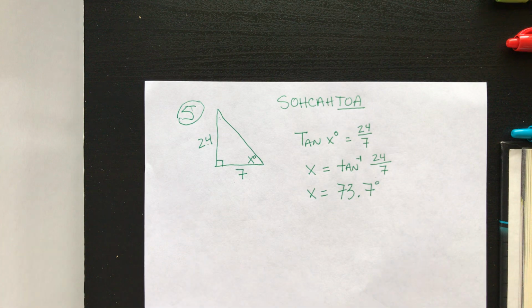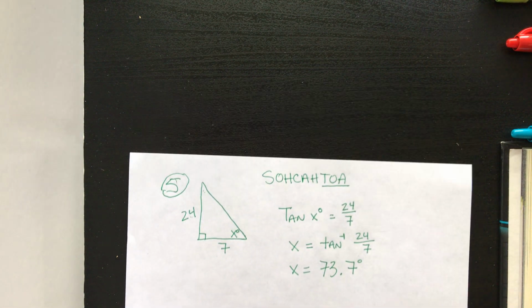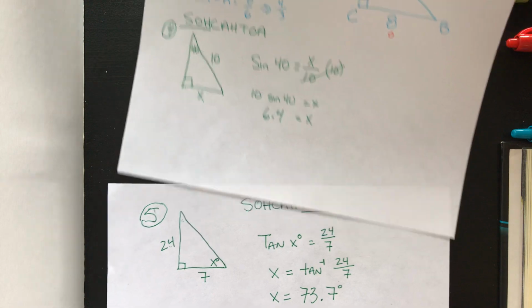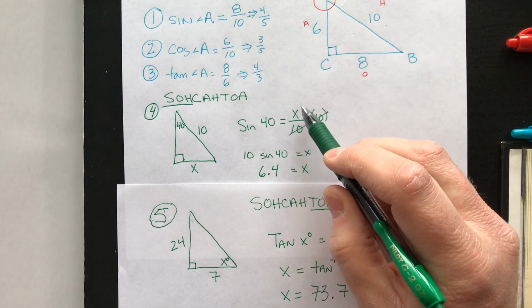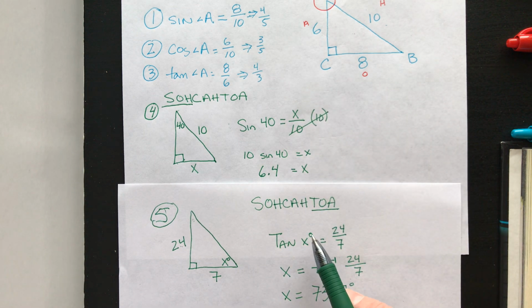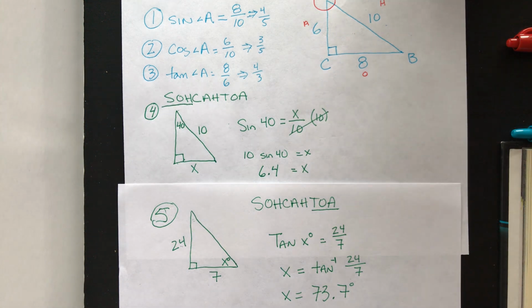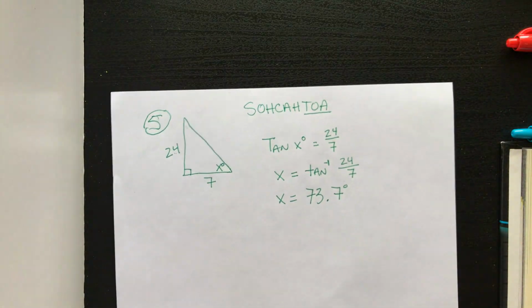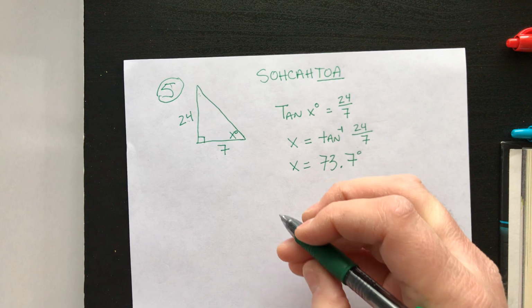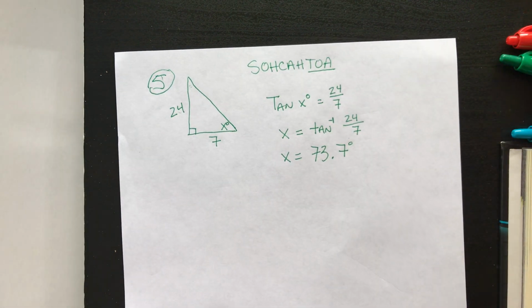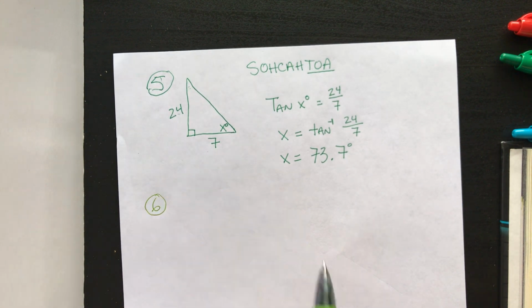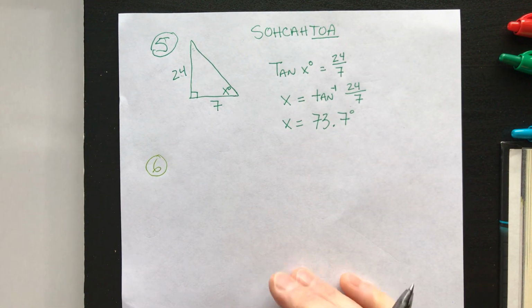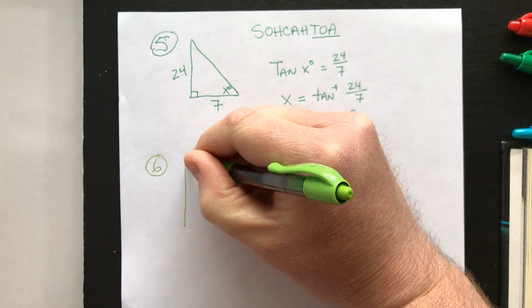Now, I've done two examples here. One example where your variable was in the numerator, and one example where there was the unknown angle measure. So I'm going to do one more problem. I'm just going to make this problem up. All right. And I'm going to say, we'll call this number 6. All right, number 6. And I'm just going to draw a right triangle.